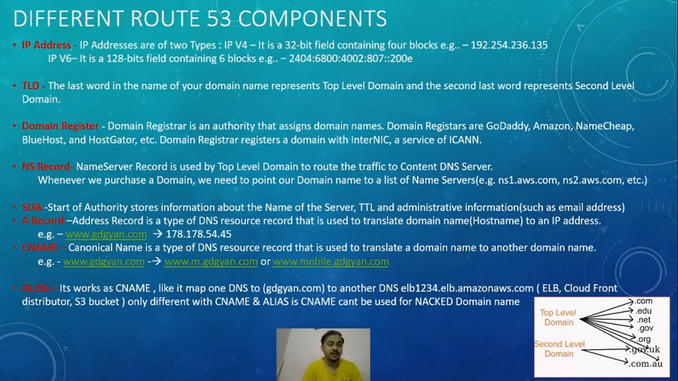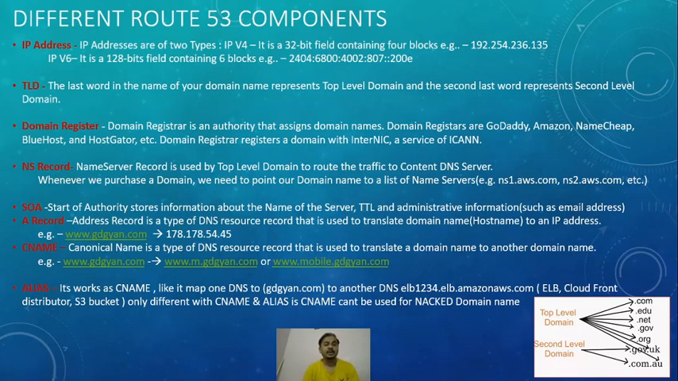Now let's look into the domain registrar. Anywhere we register our domain name, for example gdgyan.com, all those providers are called domain registrars. Amazon itself is a domain registrar. Apart from that, GoDaddy and a lot of other providers are there, and they are regulated by an authority called ICANN. They ensure that your domain name is unique across the globe.